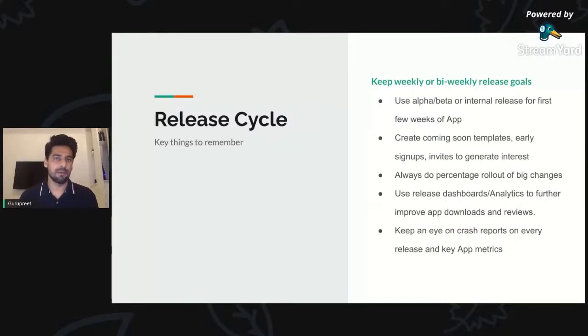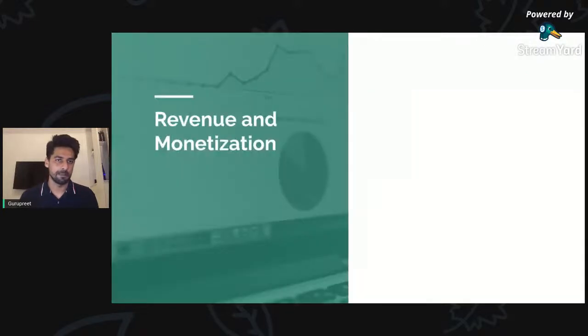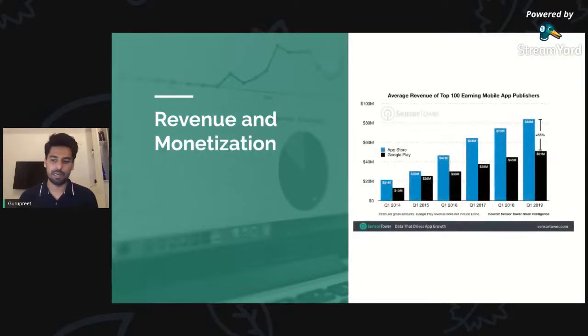Now comes the main final point, which is revenue and monetization. Before we learn about revenue and monetization, you want to see what the current trends are. If you see the revenue of the top 100 earning apps, even in a quarter they are earning like 80 million, 50 million on different platforms.